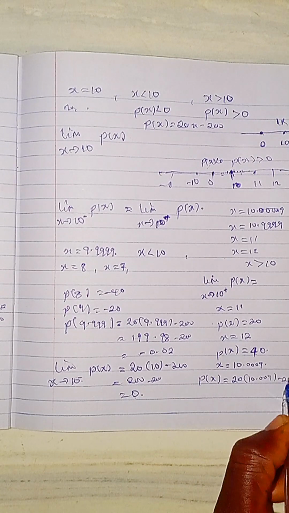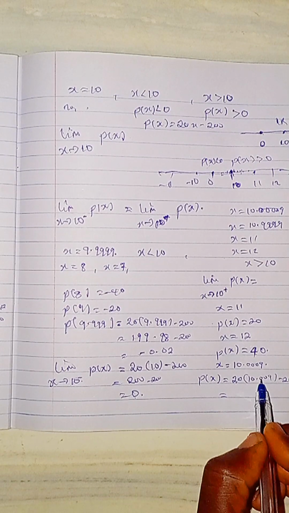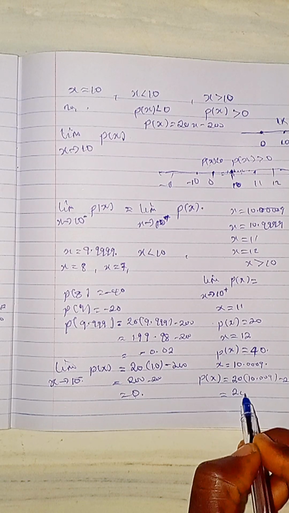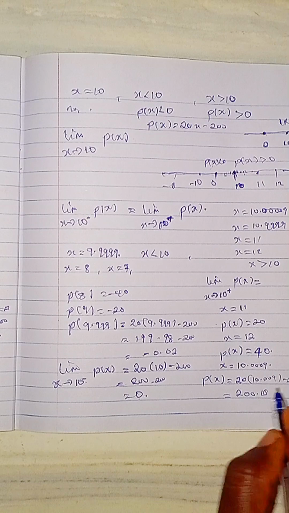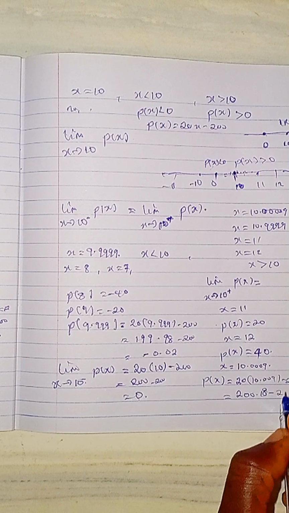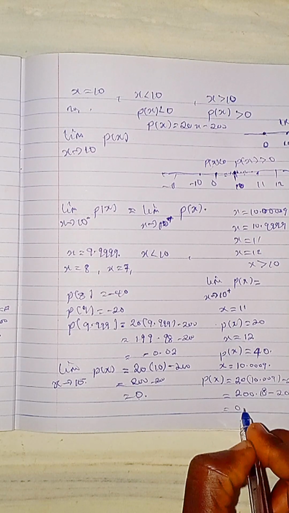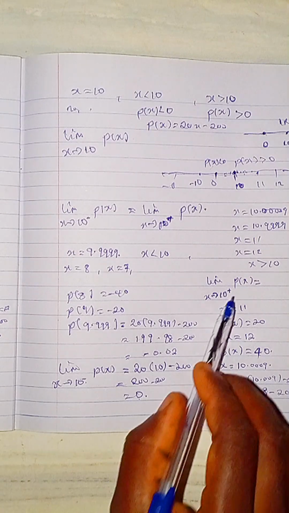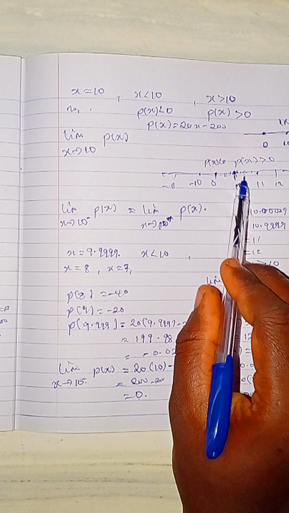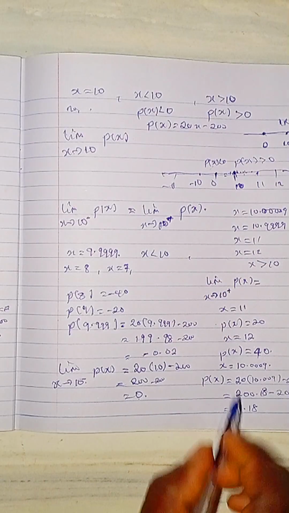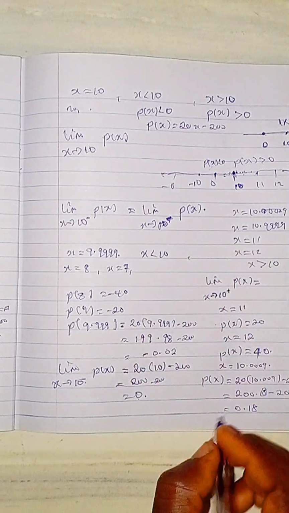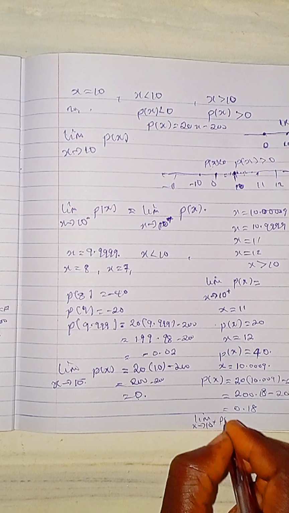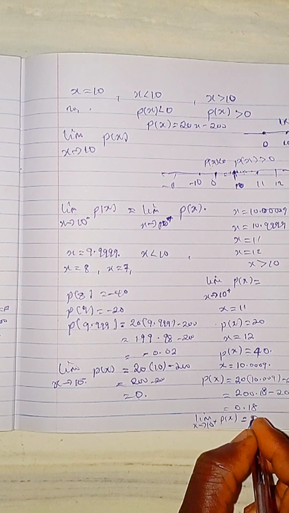P of x will be 20 multiplied by 10.009 minus 200. This is 200.18 minus 200, which is 0.18. As x is getting close to 10 from the right, the profit function tends to 0. That is, the limit as x approaches 10 from the right of the function is also 0.